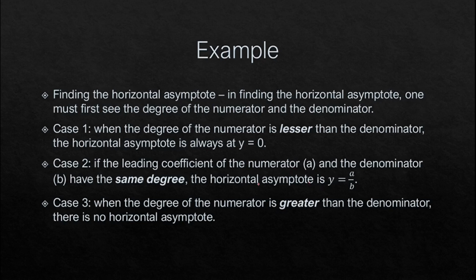In case 3 naman, when the degree of the numerator is greater than the denominator. So, example, ang degree sa taas, 4, raised to the power 4, sa baba, raised to the power 3. Then, wala siyang horizontal asymptote. Pero may special case naman din, pero wag na lang pag-usapan yan.